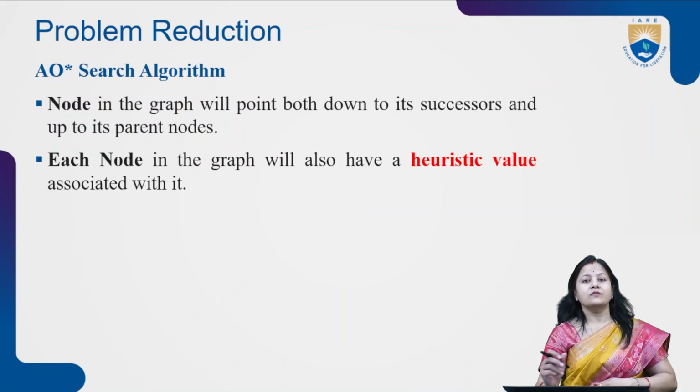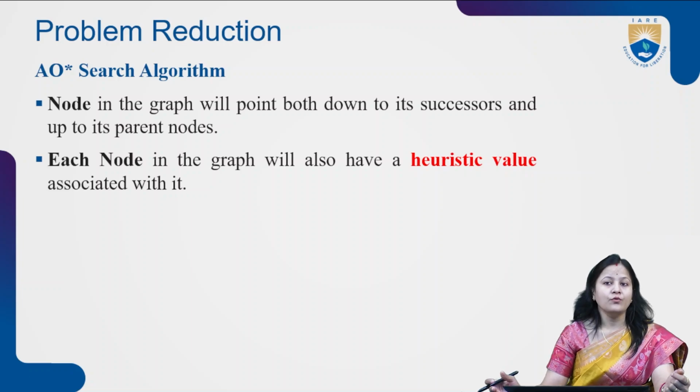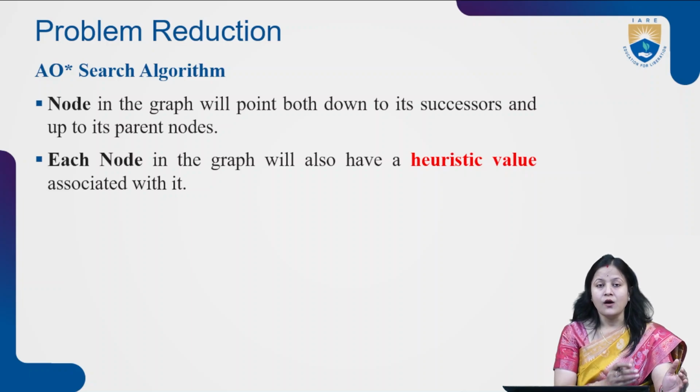So here the nodes in the graph will point both down to its successor. Now, okay, sorry, one more algorithm is there. Problem reduction, I just now discussed. One more technique is also there, that is the AO star algorithm, which is also used to handle problem reduction.